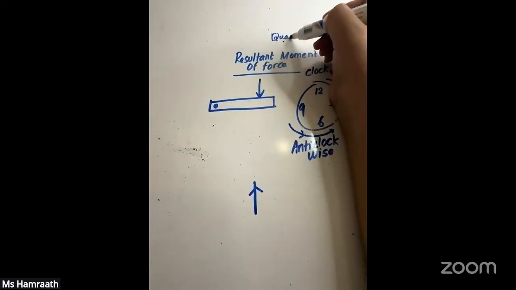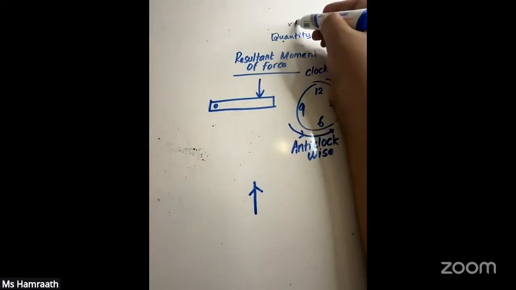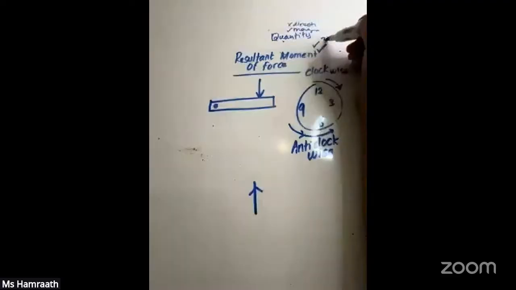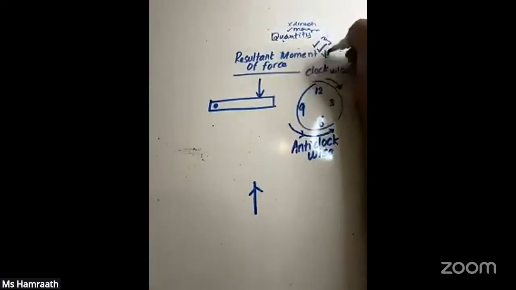Scalar quantity, vector quantity. What is a scalar quantity? A scalar quantity does not have a direction, but a moment of force has a direction. If something has both direction and magnitude, is it a vector quantity or a scalar quantity? Is the moment of force a vector or a scalar quantity? It is a vector quantity.